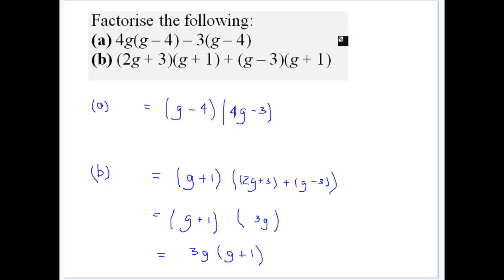So for example, in this one, you're looking at what's common here. It should be pretty obvious that g minus 4 is a common factor, because 4g is multiplying by that, and 3 is multiplying by that.